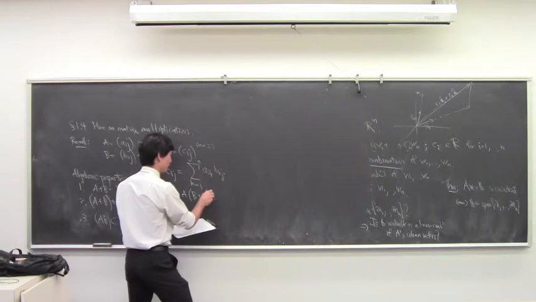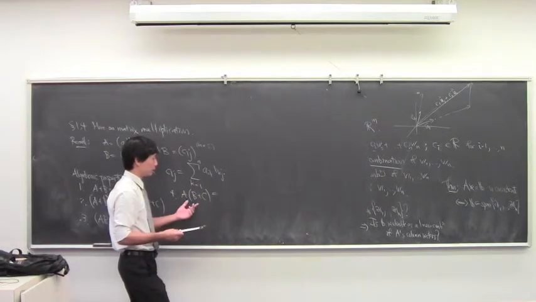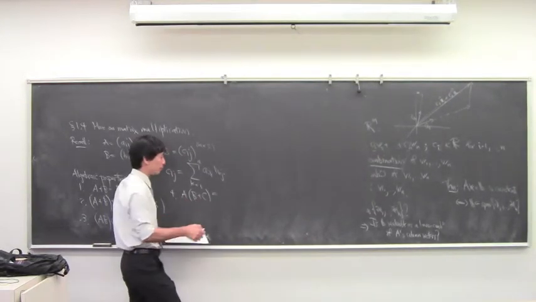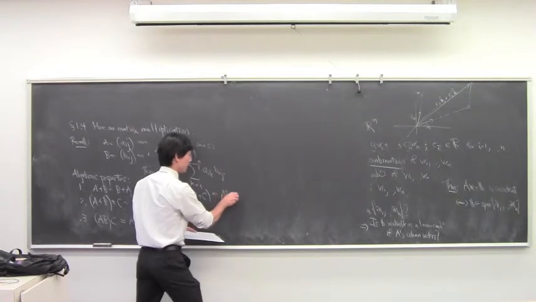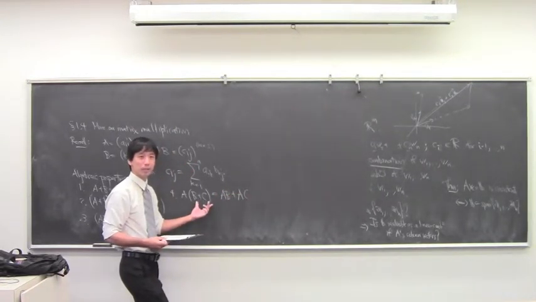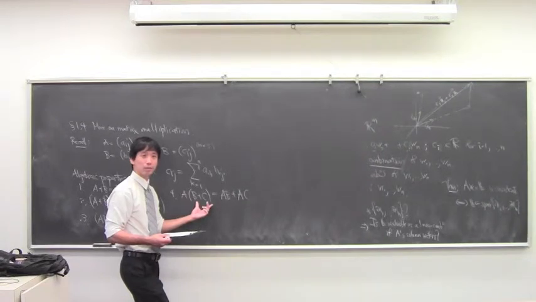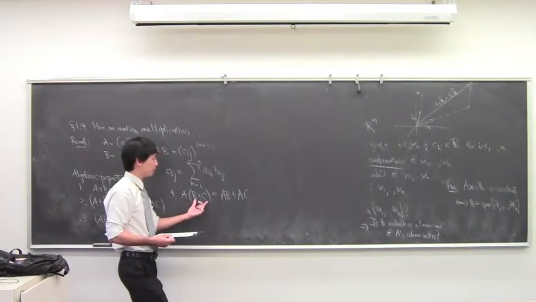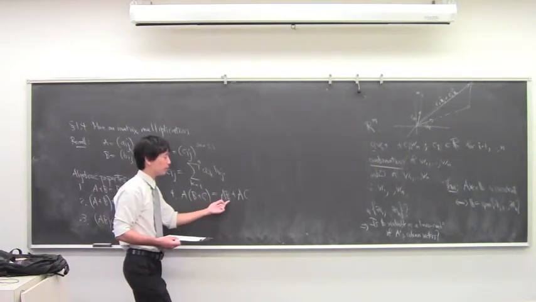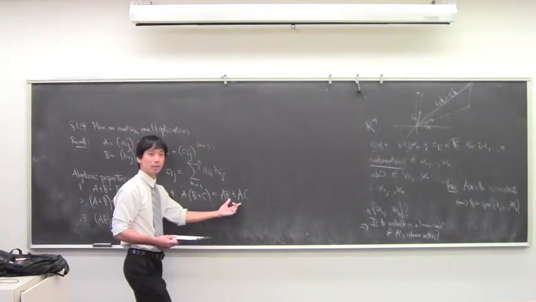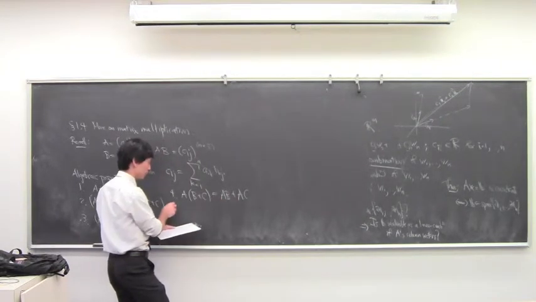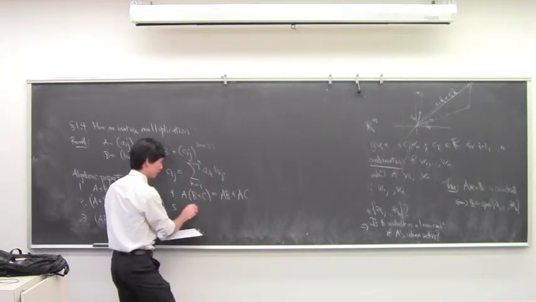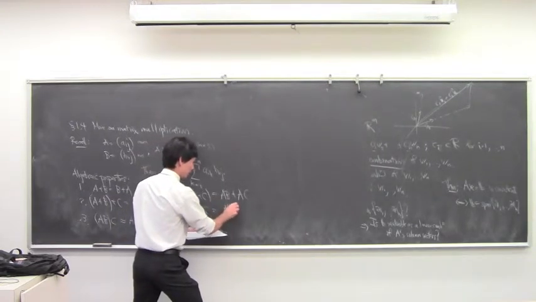Other things which you would hope would be true: A times B plus C. What do you hope this will be? You hope it's going to be AB plus AC. Is that going to work? You've got a sum, and then you take the dot products afterwards, or you take the dot products first and then sum them. Will that be the same thing? It will. So distributivity works. Similarly, you could multiply on the other side: AC plus BC.